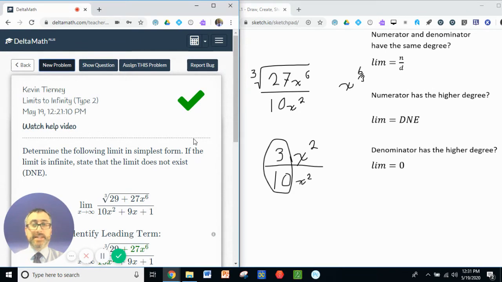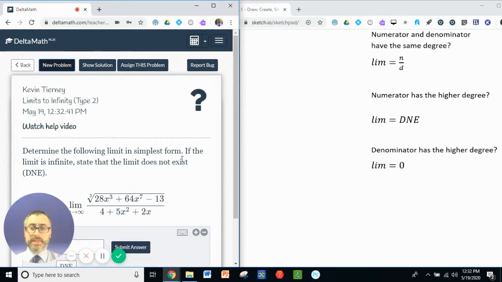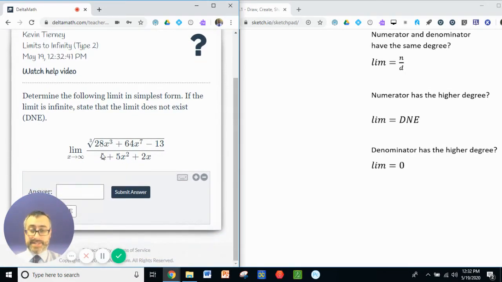Good. Let's take a look at another example. Once again, we're determining the limit in simplest form, and we have a new limit expression. The limit as x approaches infinity of the cube root of 28x to the third plus 64x to the seventh minus 13, all over 4 plus 5x squared plus 2x.